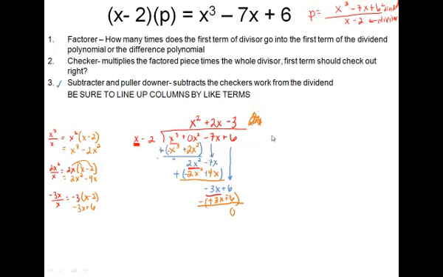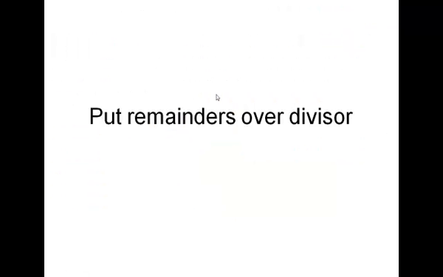So what we have found, don't forget, is this times this is equal to our whole dividend. We took x squared plus 2x minus 3 and then times x minus 2. And we just established the two factors that would equal this whole degree 3 polynomial we knew. Put any remainders over divisors.